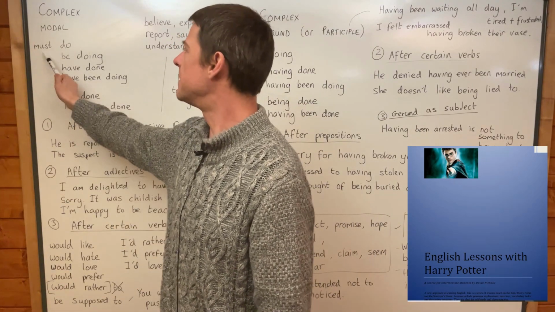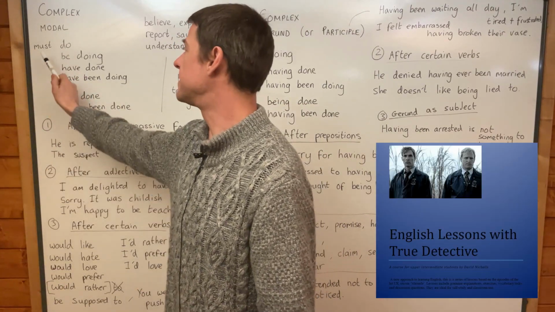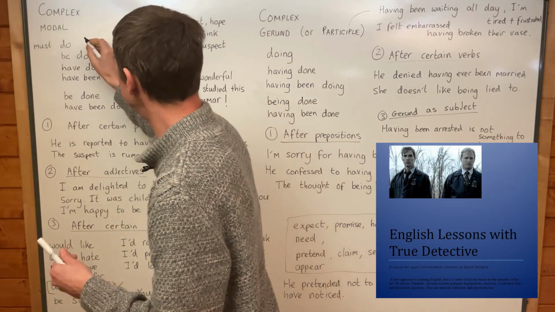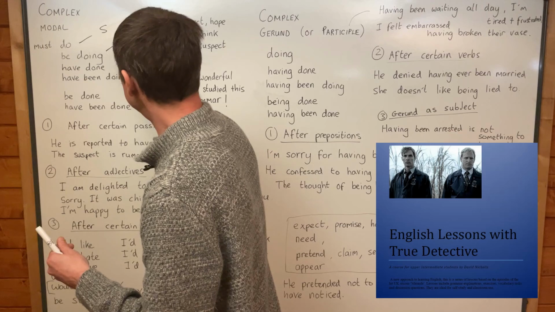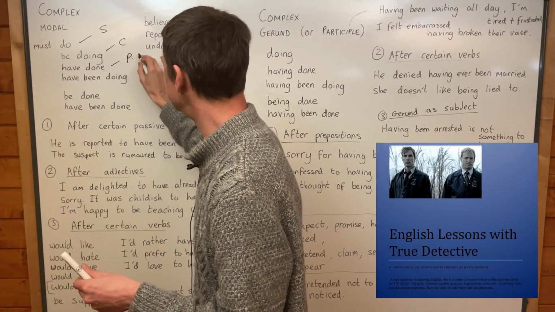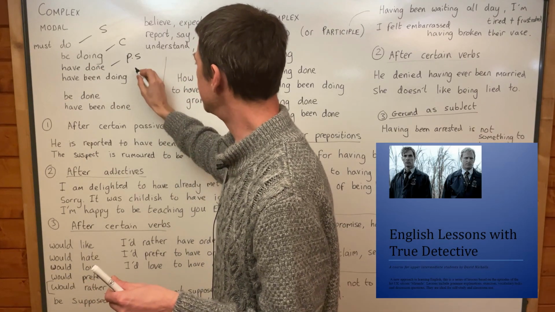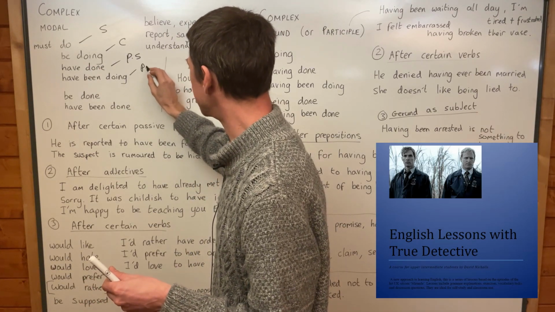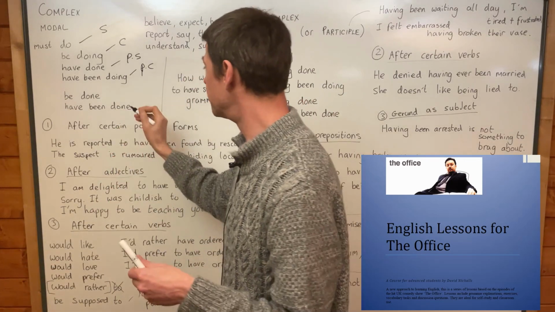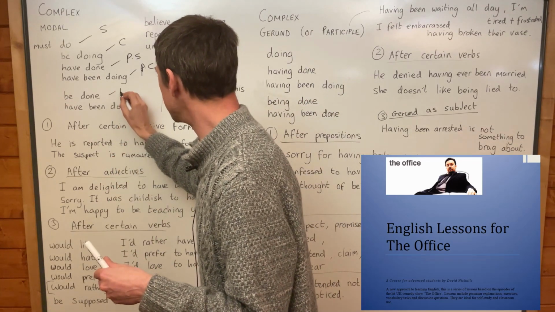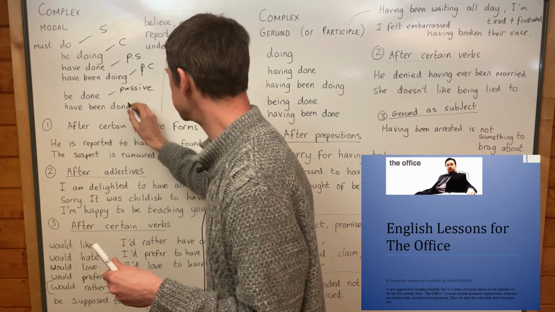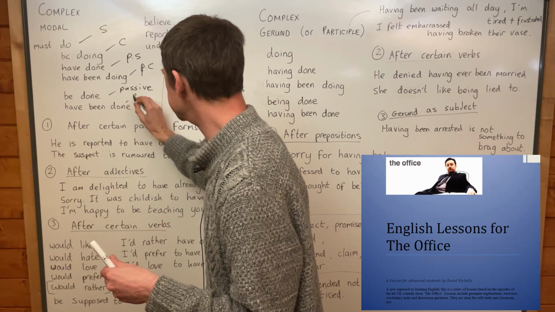So we can say must do. We can also say must be doing, which is a continuous aspect here. This one's a simple aspect. This one's a continuous aspect, must be doing. This one's the perfect simple aspect, must have done. And this one's the perfect continuous aspect, must have been doing. But then there's two passive forms as well. There's simple passive, must be done. And there's perfect passive, must have been done.